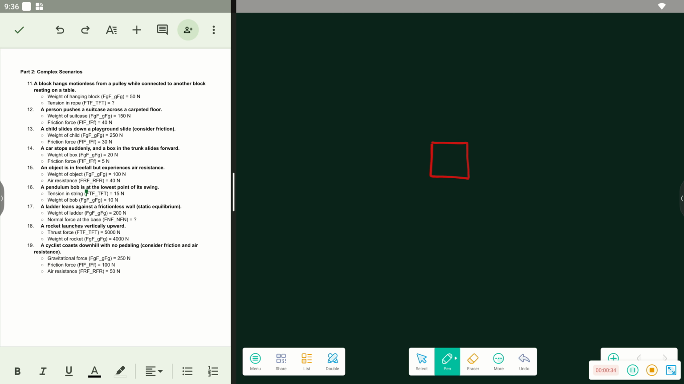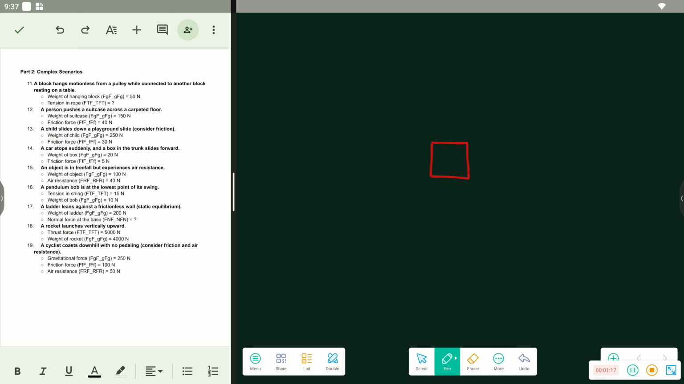Okay? Car stops suddenly, and a box in the trunk slides forward. So remember, it's in the trunk, car stops, box slides forward. You would also slide forward if you didn't have a seatbelt on, right? Because you would be continuing in that motion, because the brakes are stopping the car, but what stops you if you didn't have a seatbelt on? Nothing. Well, the windshield, eventually, if you're going fast enough. So in this case, you have a car that's stopping suddenly and a box in the trunk that slides forward. So what's happening to the box?